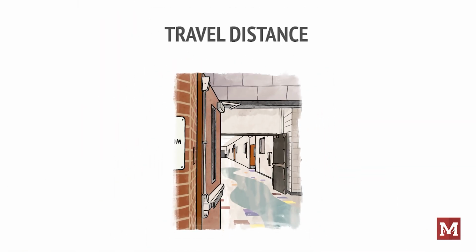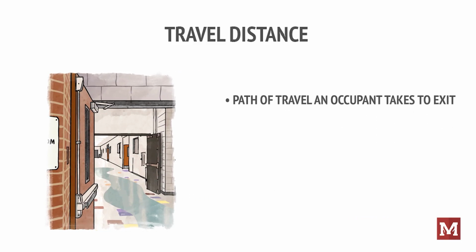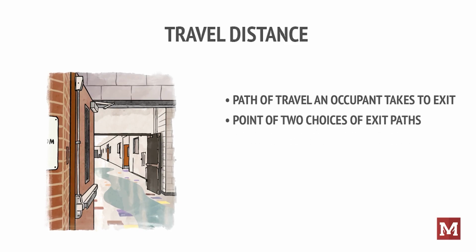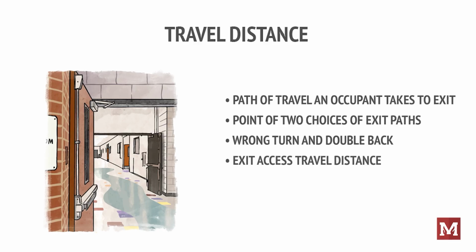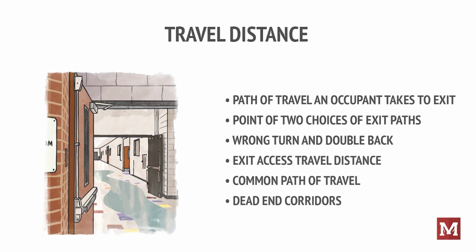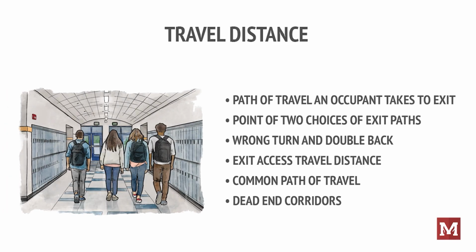So, to recap, what is travel distance? It's an important component to understanding the means of egress. Travel distance measures a path of travel that an occupant takes to exit a building, reach a point where they have two choices of exit paths, or find out they made a wrong turn and have to double back. The three most common types of travel distance are exit access travel distance, common path of travel, and dead-end corridors. Each of these are regulated by code to ensure safe means of egress and safe buildings for all occupants.